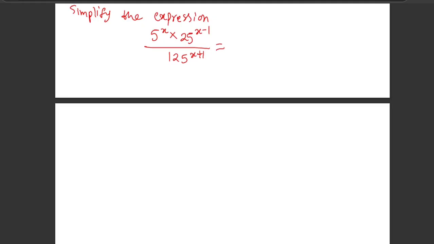So now before we can simplify, you can see they have different bases. The first thing to do is to make them have the same base. How can we do that? You can express 25 and 125 in terms of 5. So let's do that first.